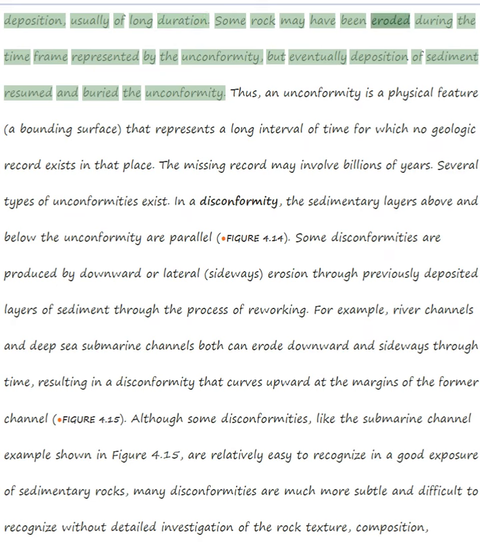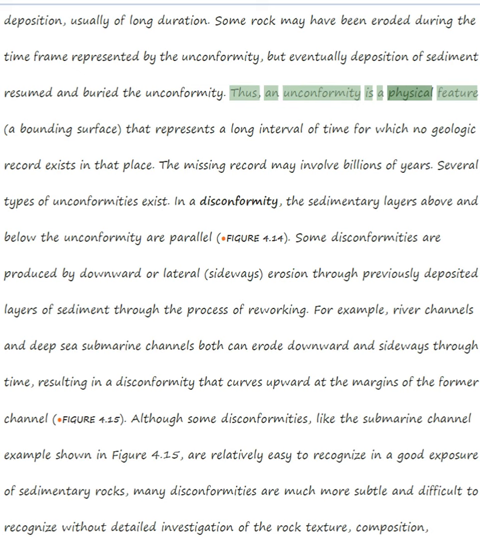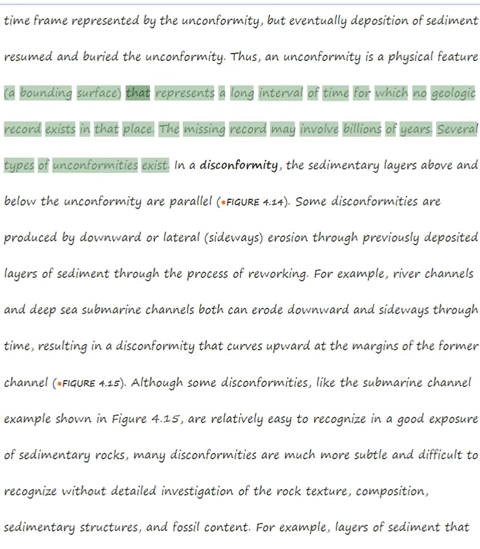Some rock may have been eroded during the time frame represented by the unconformity, but eventually deposition of sediment resumed and buried the unconformity. Thus, an unconformity is a physical feature that represents a long interval of time for which no geologic record exists in that place. The missing record may involve billions of years. Several types of unconformities exist.